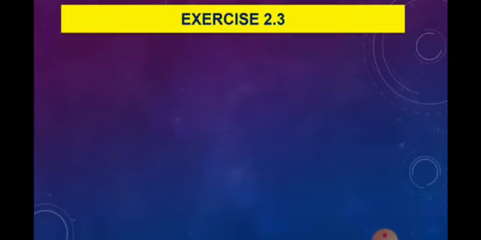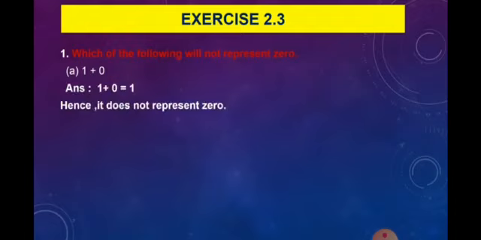Exercise 2.3, question number 1. Which of the following will not represent 0? First part, 1 plus 0. As we all know, 0 is the additive identity of whole numbers. So a whole number added with 0 gives us the same whole number. 1 plus 0 is equal to 1. Hence, it does not represent 0.